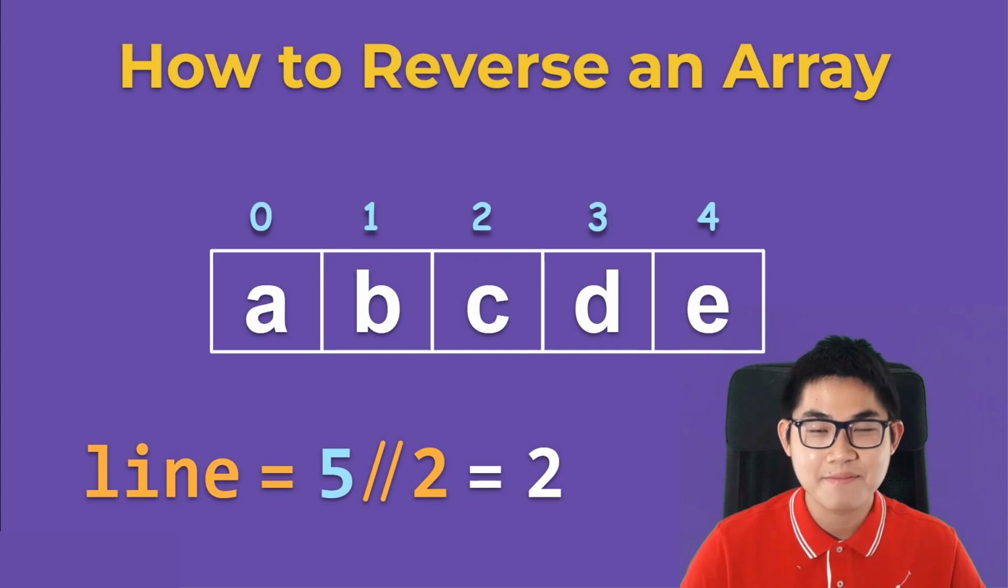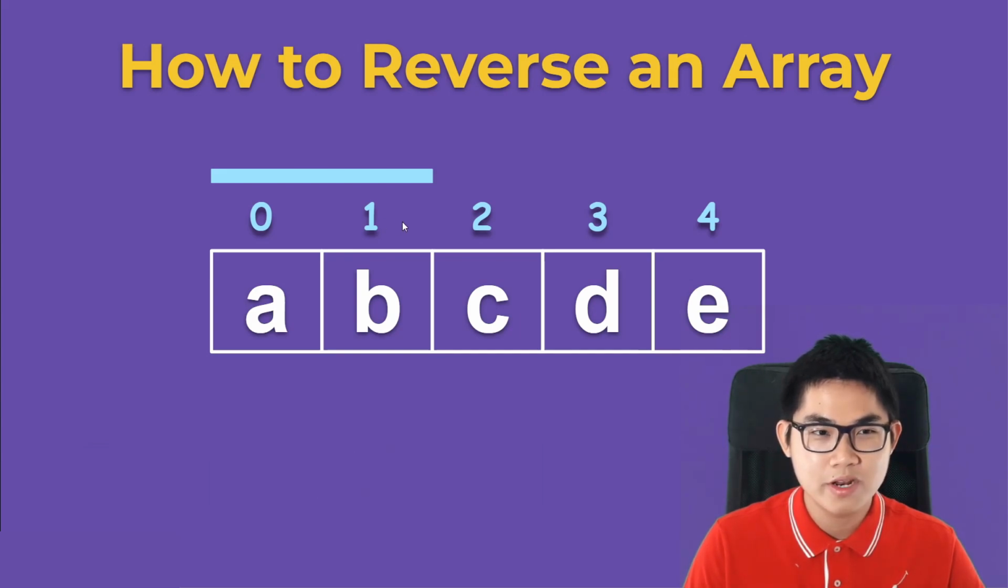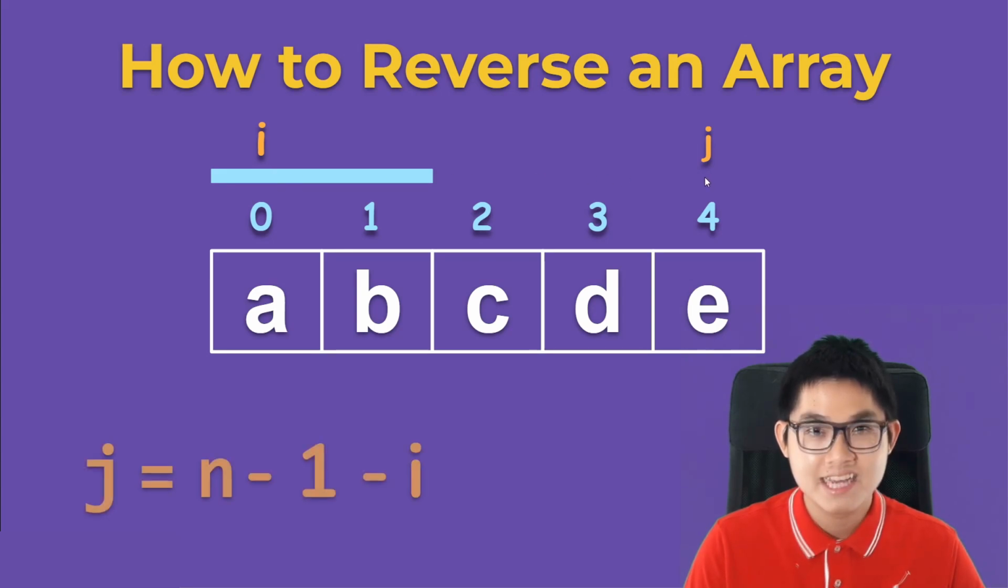The second step is to draw our line. So we're going to draw our line starting from the beginning of the array up until, but not including 2. So from 0 to 1. Then we're going to put i at the beginning of this line, and we put j at the end of the array. The formula for j is equal to n minus 1 minus i.